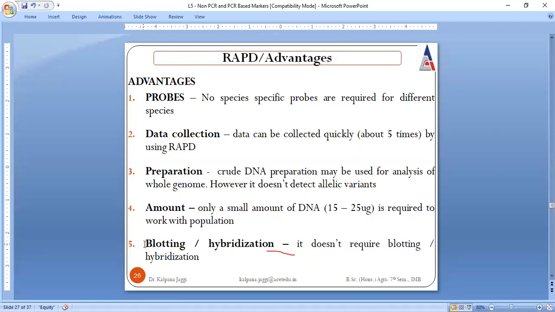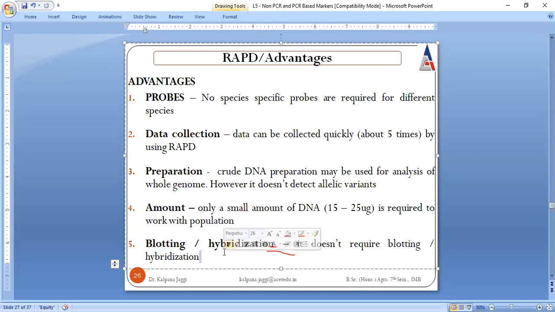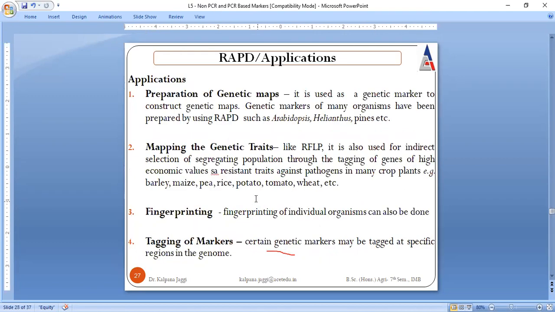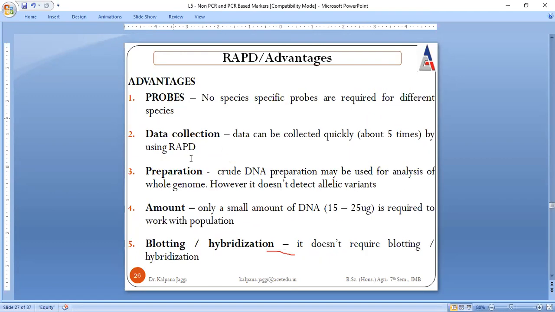This is also a very important difference. Earlier, hybridization was taking place. Here it no more requires hybridization. So these were the advantages.